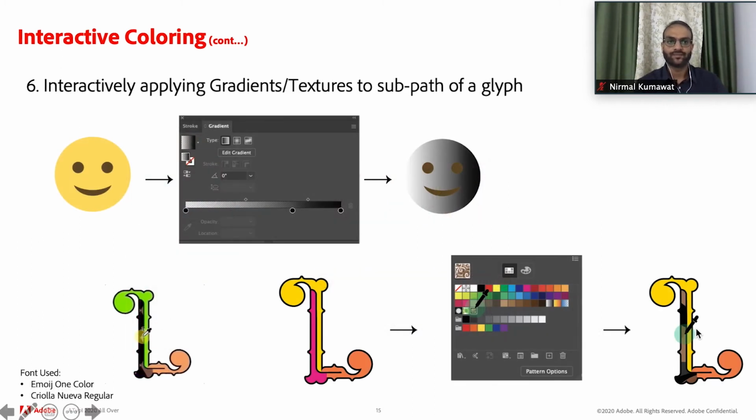Moving forward, with the interactive coloring mechanism, instead of just applying a color, I can apply gradients, textures, or patterns to a partial part of a glyph. So here in this example, I can simply replace the color of one subpath of the emoji with a gradient. Similarly, I can apply a pattern to one of the subpaths of the glyph L.